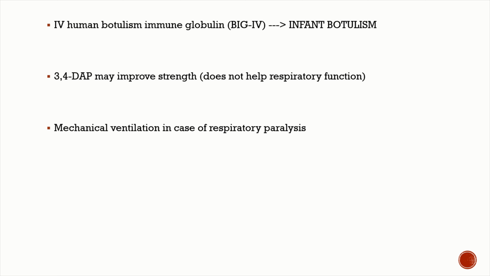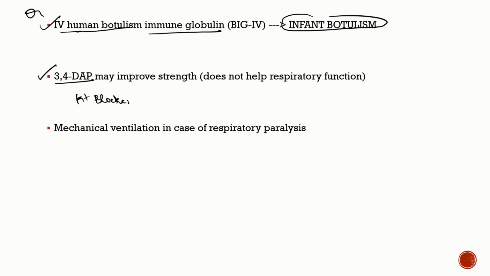Okay. And the drug of choice for infant botulism is going to be your IV human botulism immune globulin. Okay, important MCQ. So other drugs may not have a major role in botulism. So we can try 3,4 diamidopyridine. So it is a potassium channel blocker. It may improve the strength, but it will not help with your respiratory function. That is, it's not going to prevent respiratory paralysis from happening. And in case the patient is going to go for respiratory paralysis, you'll have to mechanically ventilate the patient.